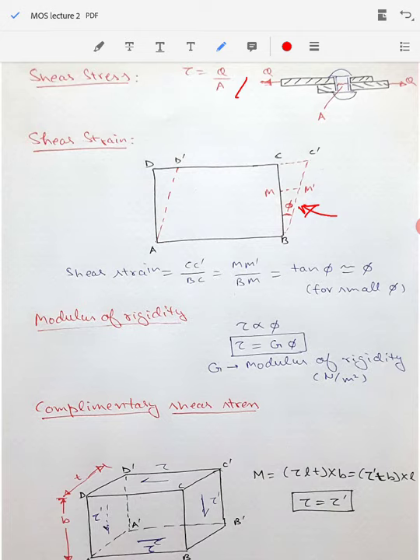So shear strain is basically defined as CC dash divided by BC or MM dash divided by BM, which is nothing but equal to tangent of this angle phi. And for a very small phi value, you can say that tangent of phi will be approximately equal to phi, which is nothing but your shear strain. So phi is the shear strain here, and it can be calculated by dividing CC dash by BC.